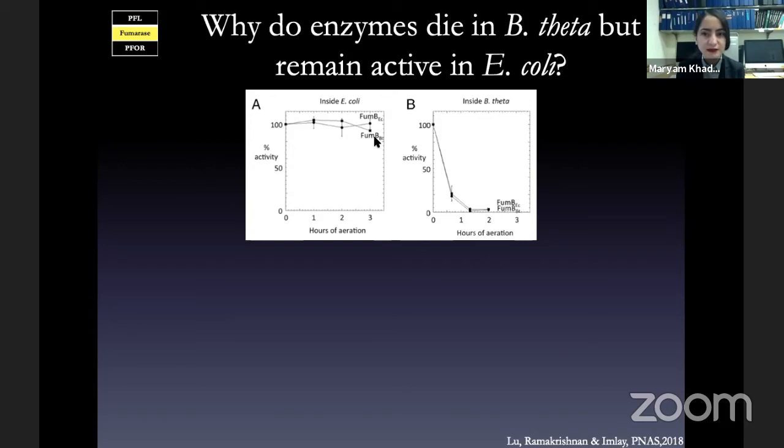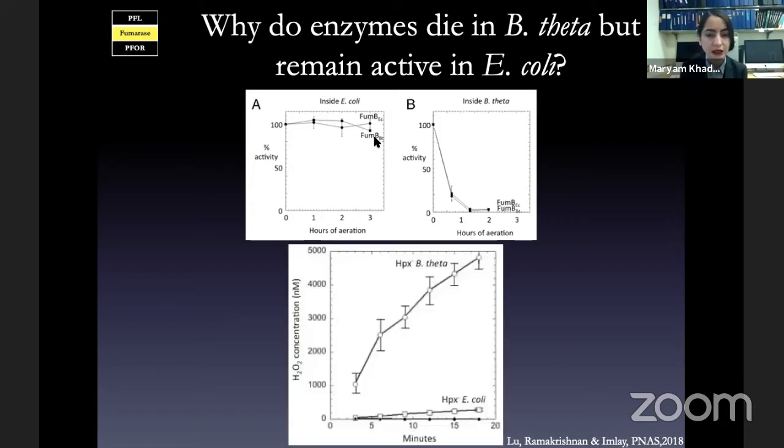So this suggests that something is different between the environment of the cell in B. theta versus in E. coli. And we know that cells produce reactive oxygen species when they are aerated. To see if there is a difference between the amount of ROS produced in these cells, they measured the rate of ROS production in E. coli, which you can see here, and in B. theta.